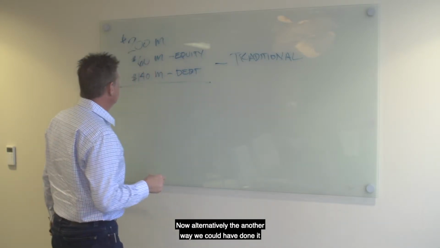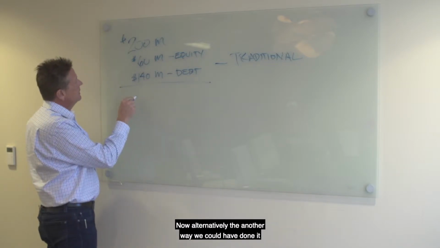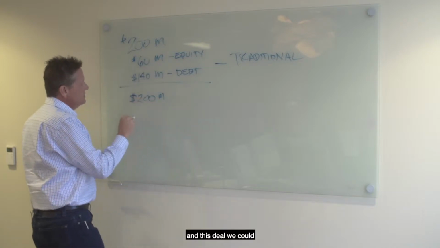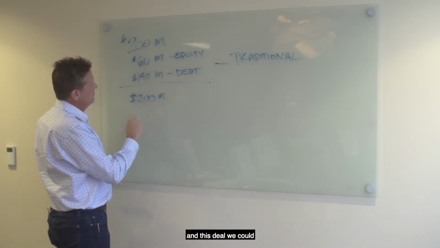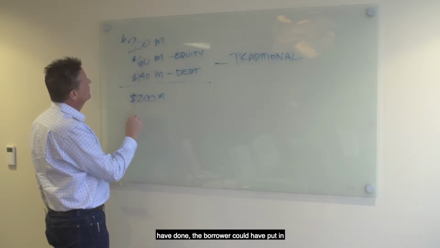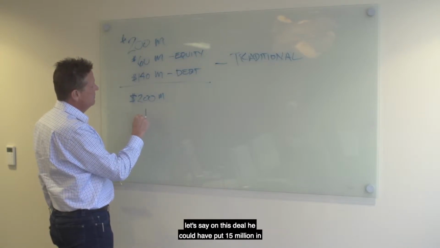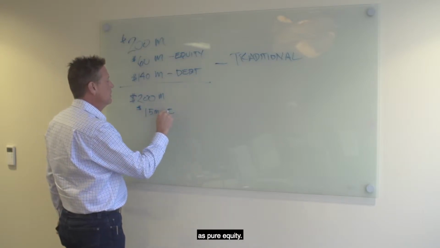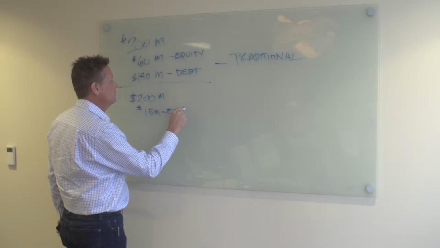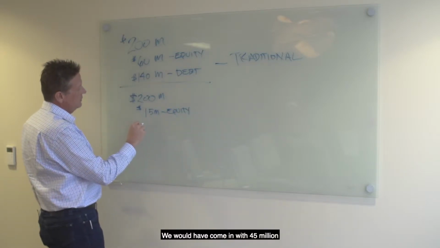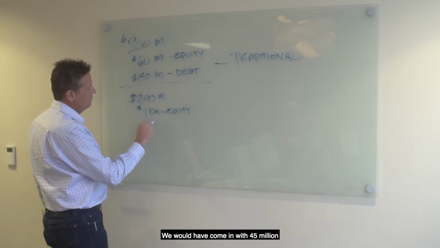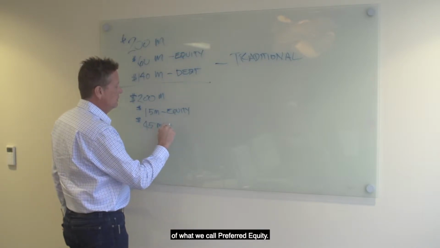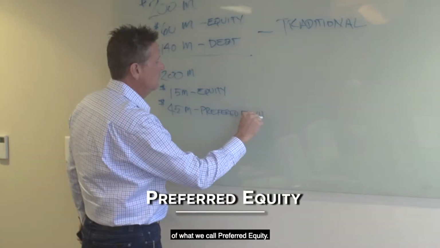Now, alternatively, another way we could have done it is we got the same 200 million in this deal. The borrower could have put in, let's say on this deal, 15 million in as pure equity. We would have come in with 45 million of what we call preferred equity.